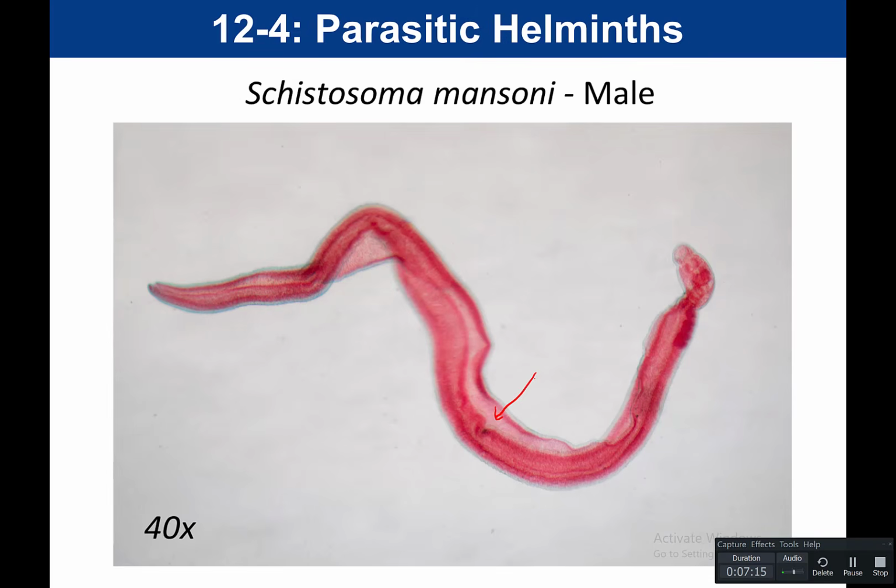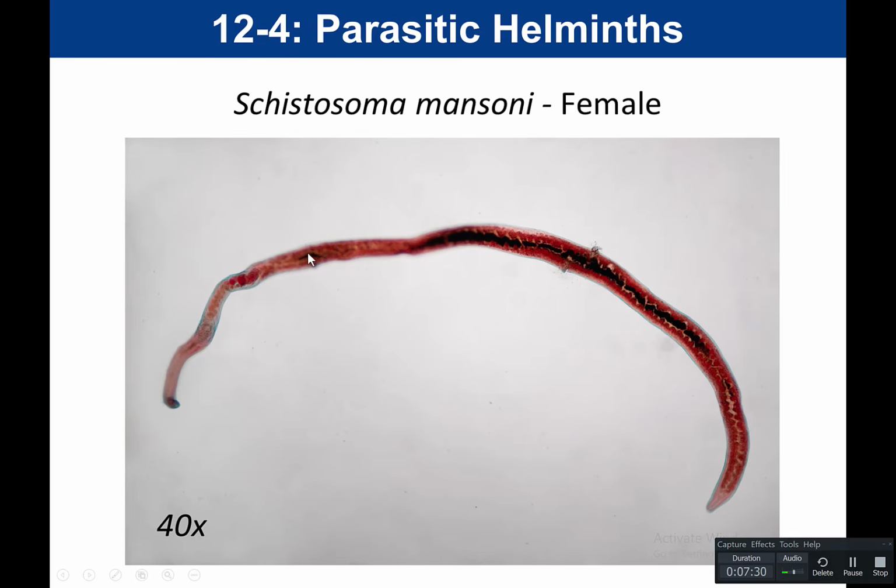So this is your picture of the Schistosoma mansoni male. So again, it has this gynecophorical groove, which is where the female is going to sit to mate. So you have to be able to distinguish between the male and the female. The female, notice you don't see that gynecophorical groove, and that's how you know that this is the female.